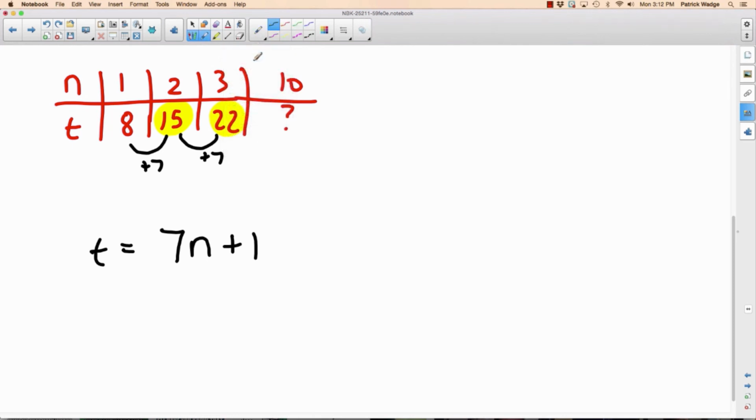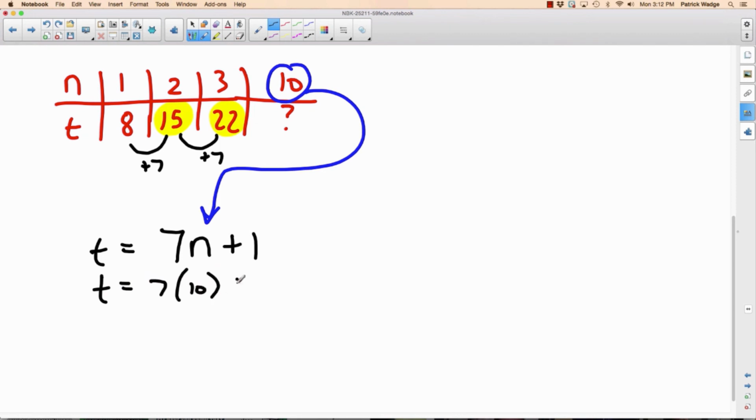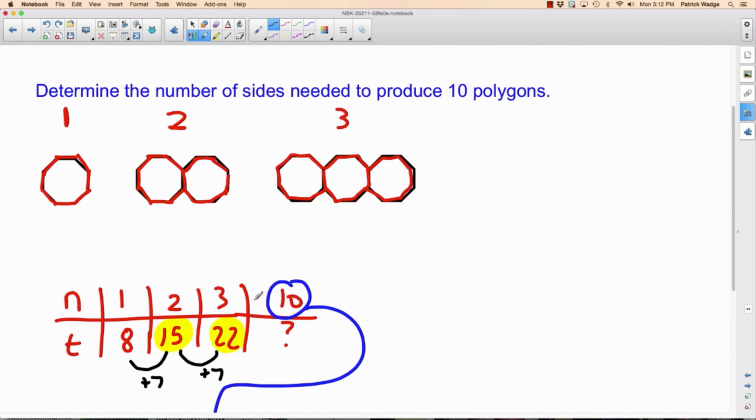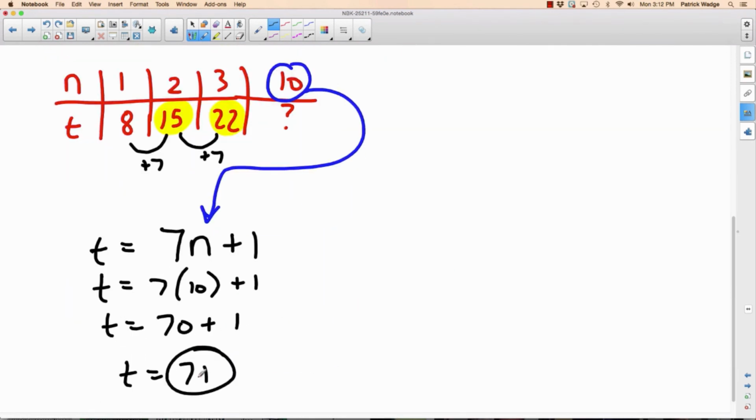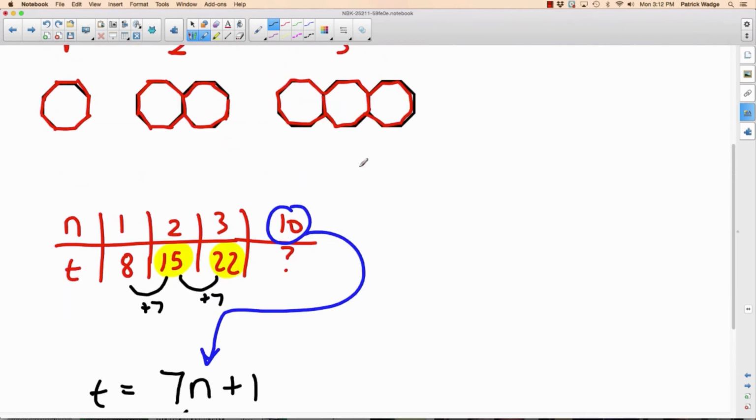So how am I going to do this? Simple. Now they have the formula. It's no problem, right? I'm going to take this 10 right here, and I'm going to put it in right there. So I get t equals 7 times 10 plus 1. T equals 7 times 10 is 70 plus 1. T equals 71. There's our answer. If we wanted to put 10 of these shapes stuck together, 10 in a row, it would take 71 different sides or edges in order to draw that.